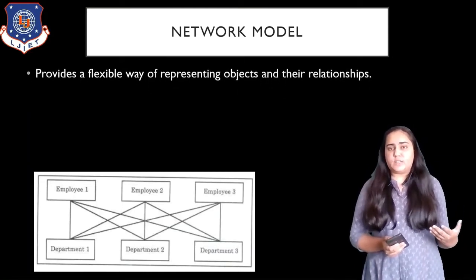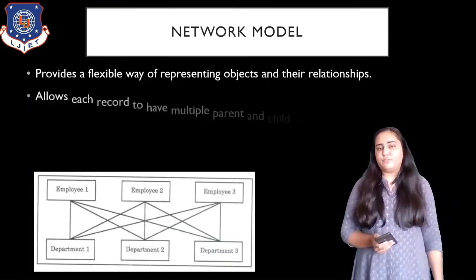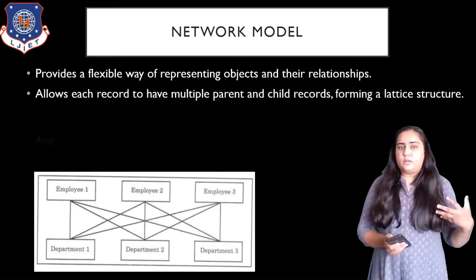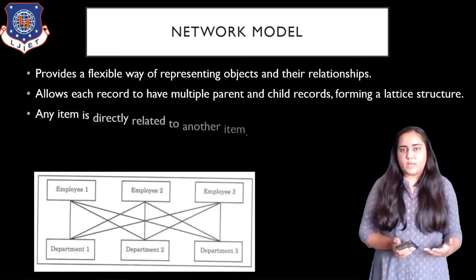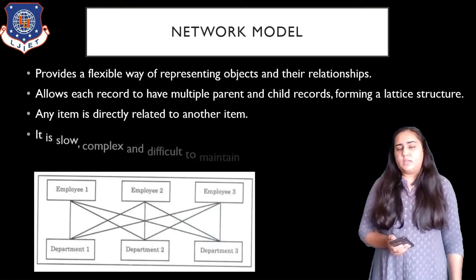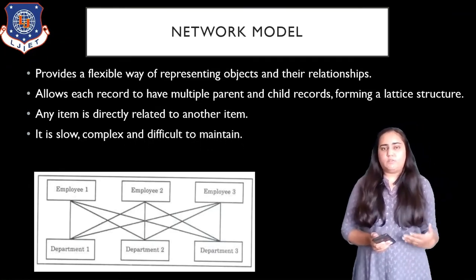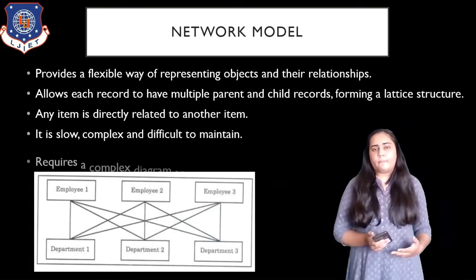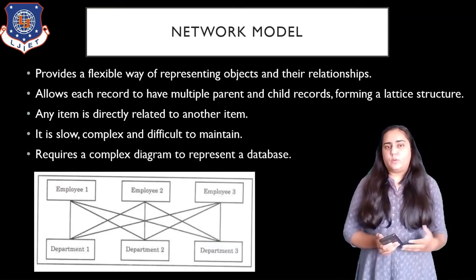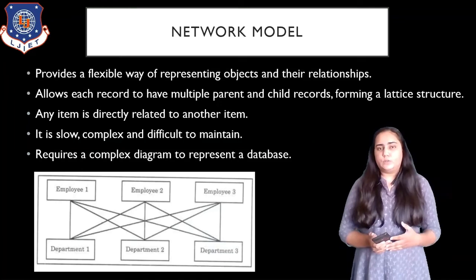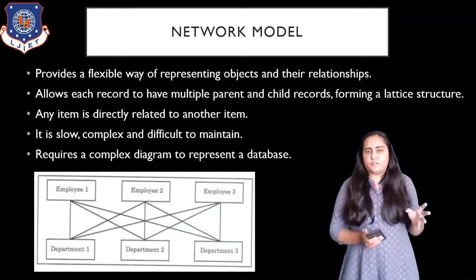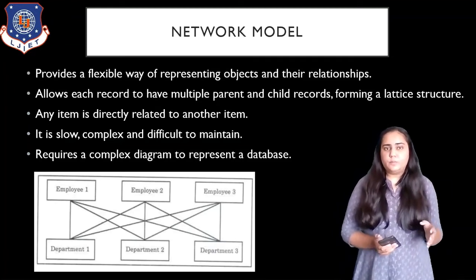The first feature is that it provides a flexible way of representing objects and other relations. Each record can have multiple parents and child records, so it's a lattice structure. Any item can be directly related to another item. And it's slow, complex, and difficult to maintain. Also, it requires a complex diagram to represent a database. So all of these are the features of a network model.